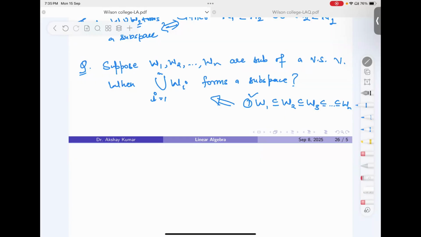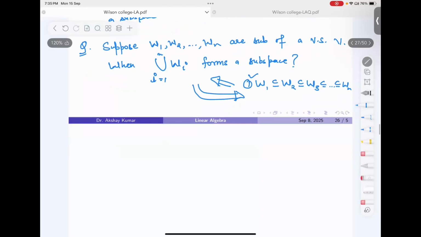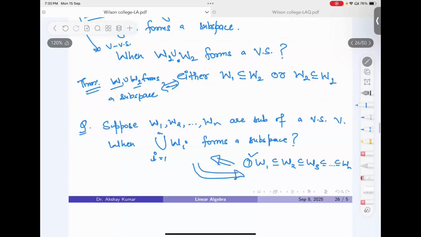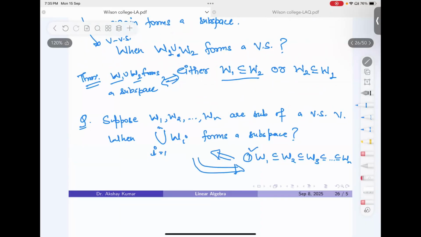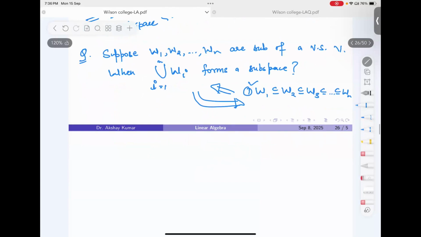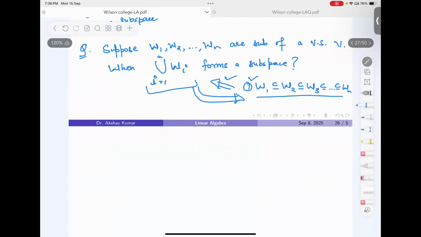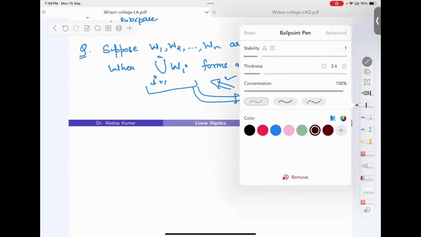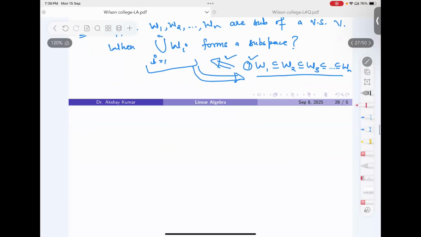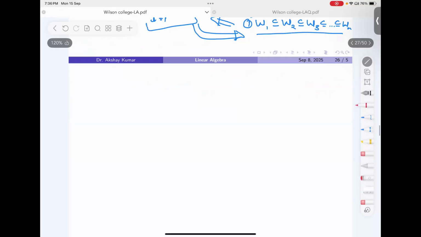Right. So what about the converse? In the case of two subspaces, we have if and only if. Now I'm asking: if you have this chain condition, then definitely this union will form a subspace. But what about the converse? Let me take one example.